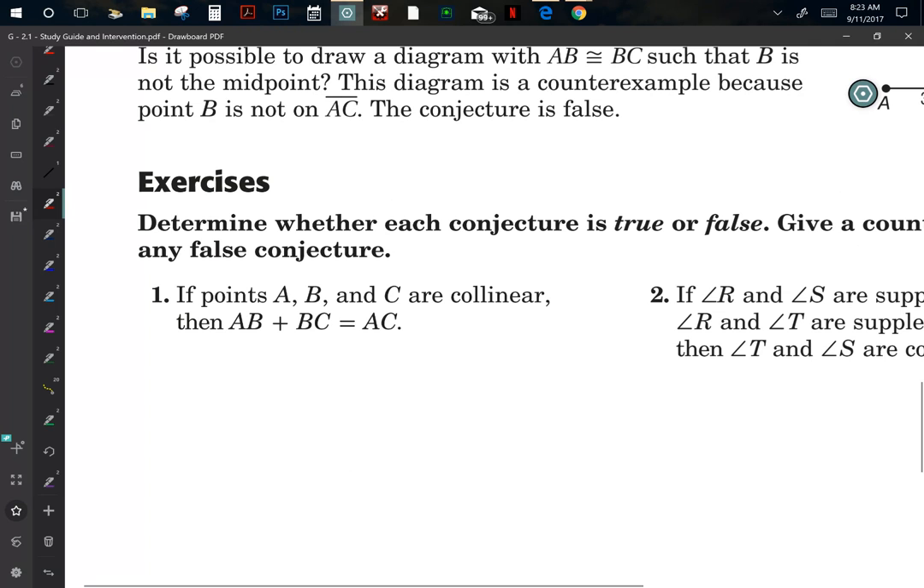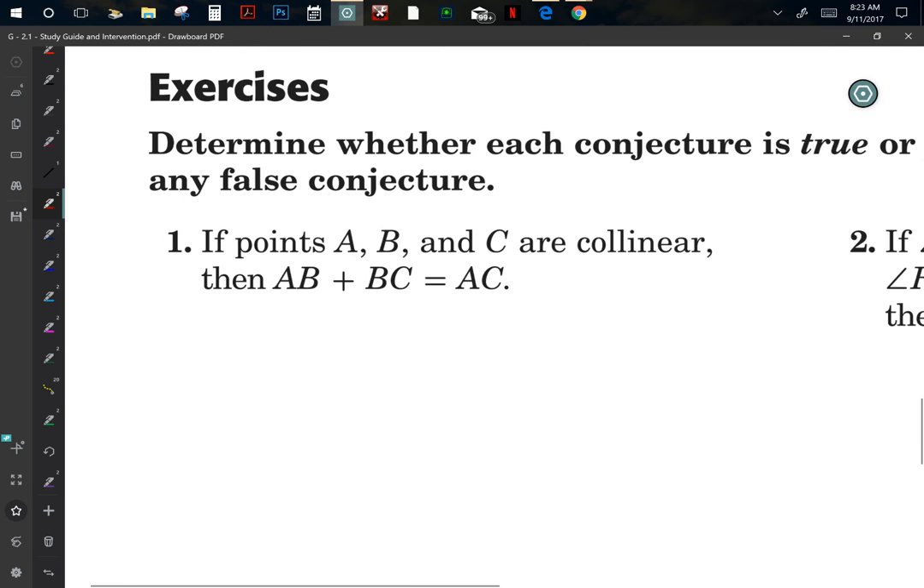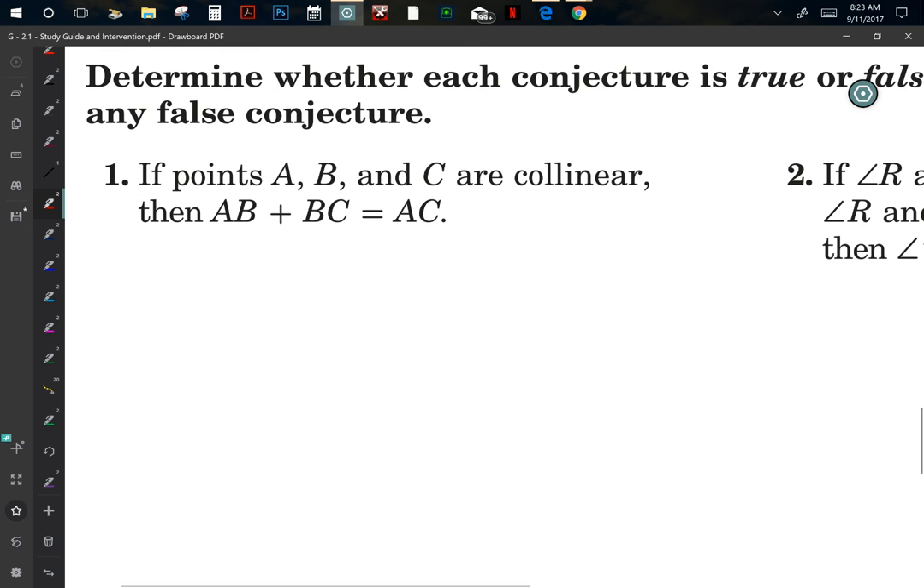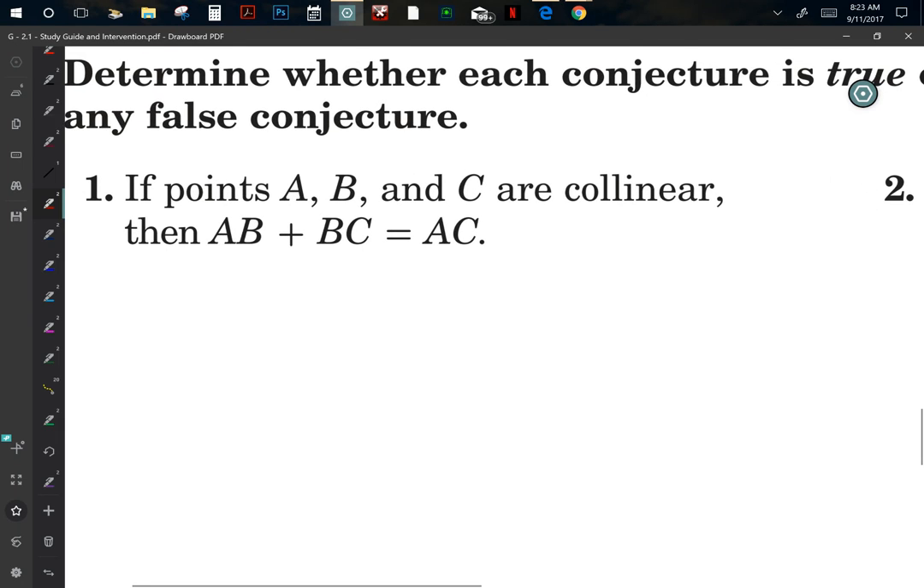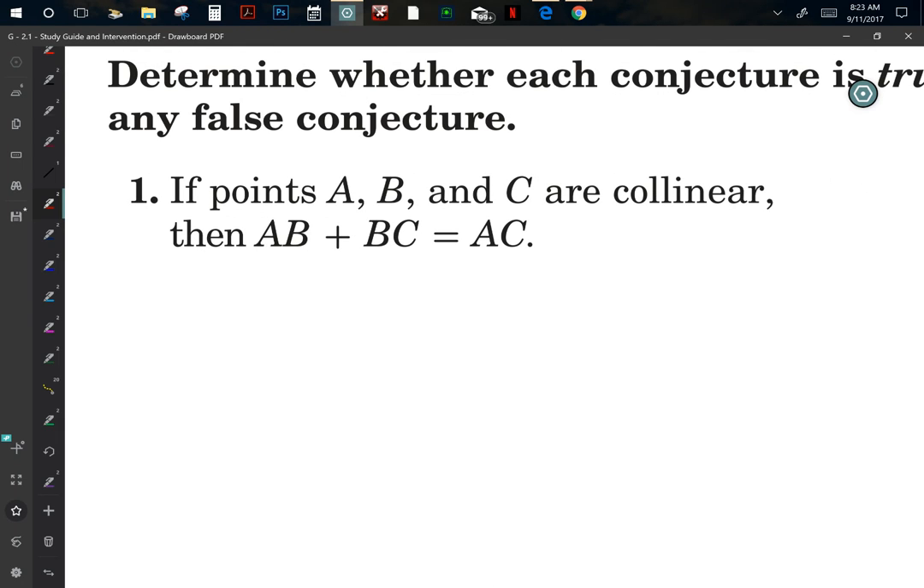Okay, here they're going to ask whether it's true or false and then give a counterexample. Guys, on your homework, it is imperative that you give the counterexample. I am supposed to state whether this is true or false. And guess what, guys? A lot of times you're going to make mistakes on this, and that's okay.